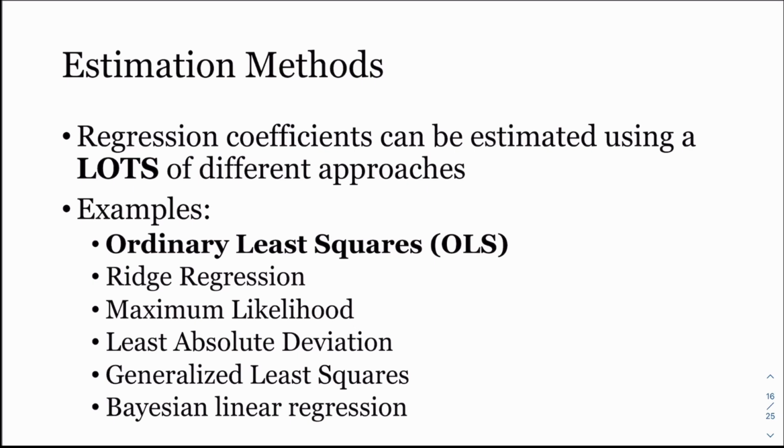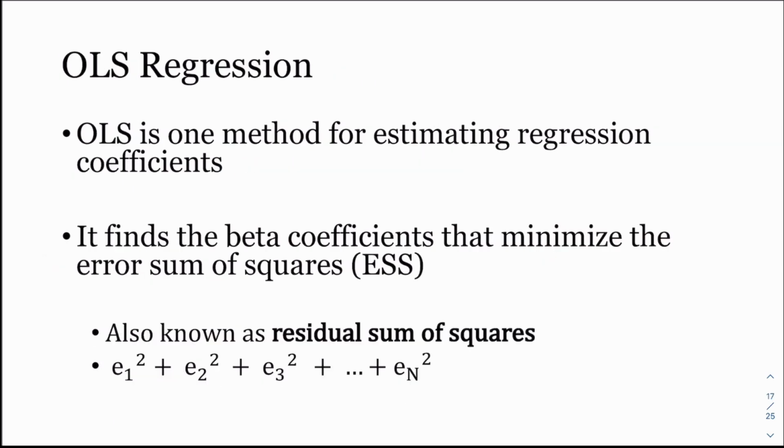So how do we find good estimates of these regression coefficients? Well, there are a lot of different approaches to estimating regression coefficients. The most common approach is called ordinary least squares. Ordinary least squares regression is one method of estimating the regression coefficients. The basic idea behind ordinary least squares regression, or OLS regression, is that we want to find the regression coefficients that minimize the error sums of squares, also sometimes known as the residual sums of squares. Well, what are these error sums of squares?